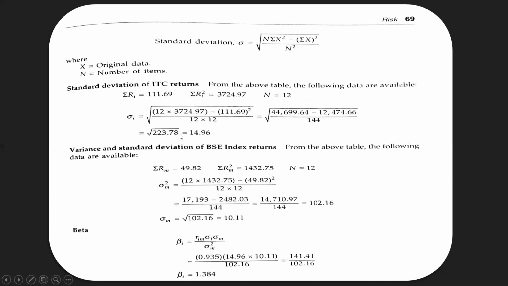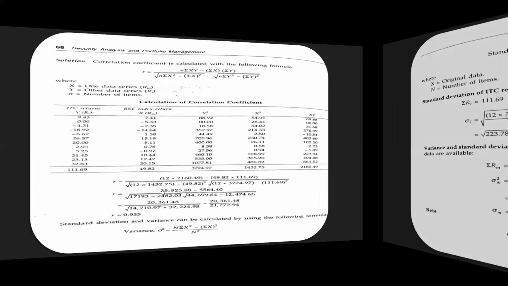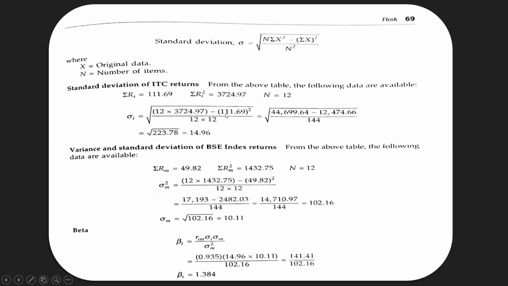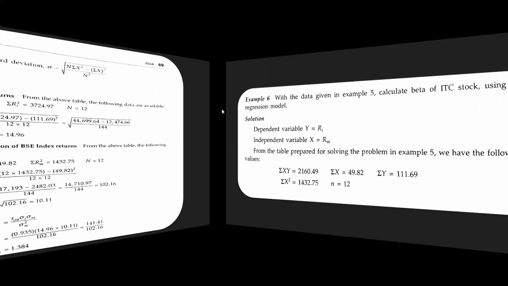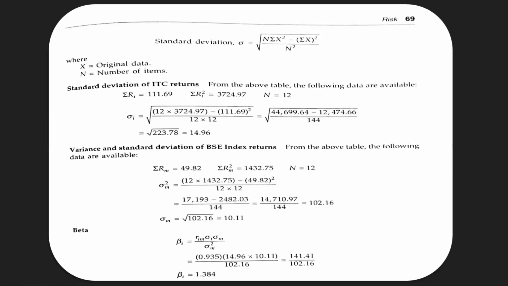So in this case, 3724.97 minus sigma y the whole square. Sigma y is 111.69, so sigma y, 111.69, the whole square divided by n square, which is 12 into 12. Now when we calculate the root of that, we'll get the standard deviation of ITC returns.